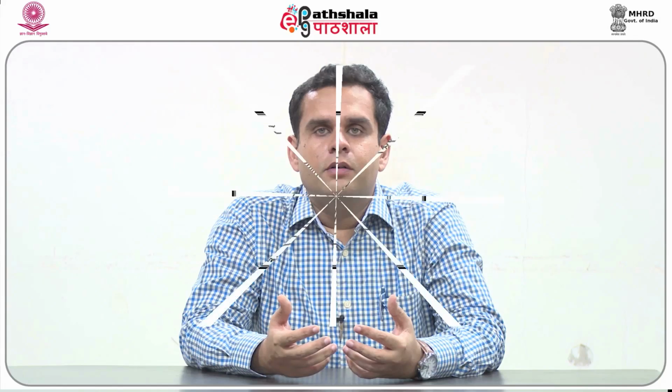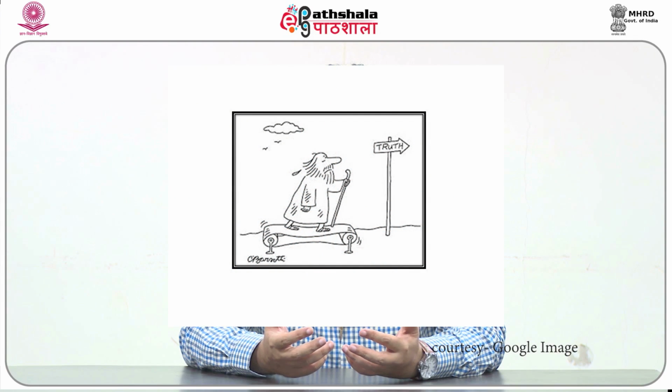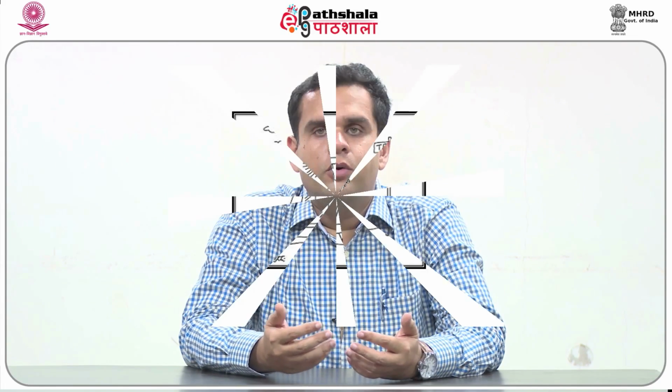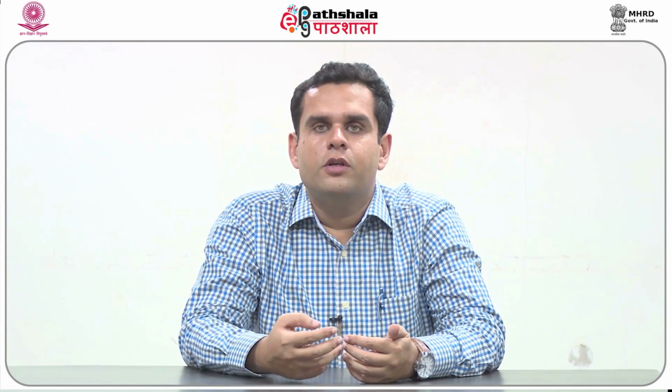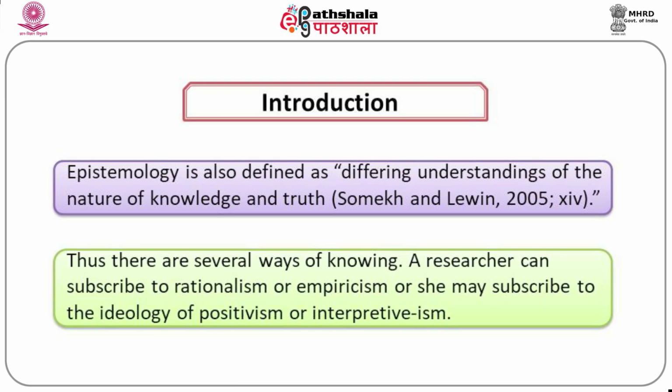So in this small figure or diagram or a cartoon, you see that a person is going towards the truth. How we reach the truth or how we reach the knowledge is actually what epistemology is all about. Epistemology is also defined as differing understandings of the nature of knowledge and truth. Thus, there are several ways of knowing. A researcher can subscribe to rationalism or empiricism, or she may subscribe to the ideology of positivism or interpretivism.